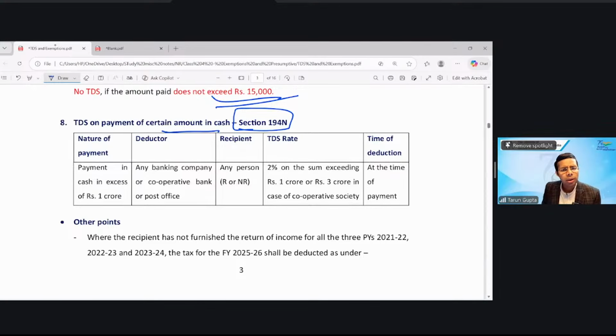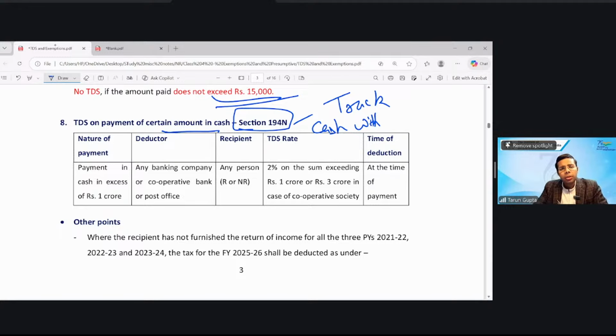Then why is it introduced? If there's no recovery, there should not be any recovery because there's no tax liability. And why is it introduced? It is introduced to track cash withdrawals. The government wants to know who all are withdrawing a big amount of cash because we are moving towards a less cash economy. So the Indian government wants fewer cash transactions, and therefore it has limited the withdrawal.